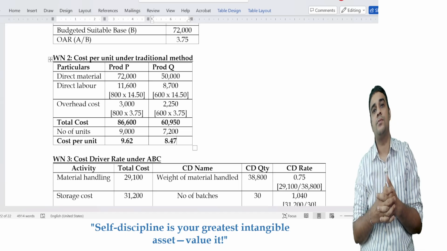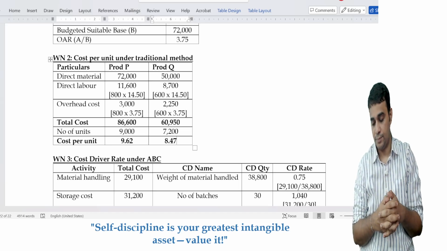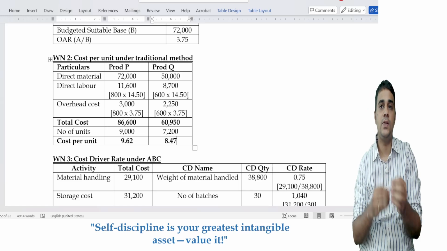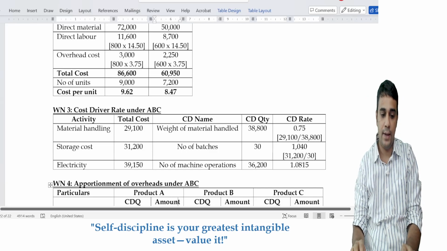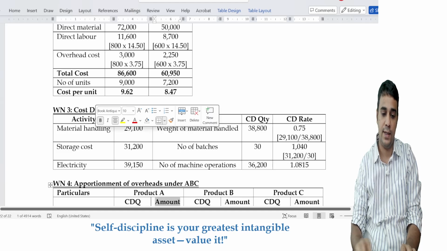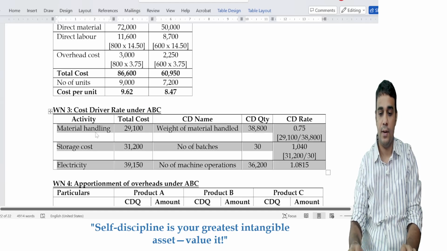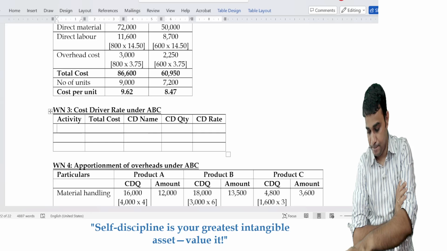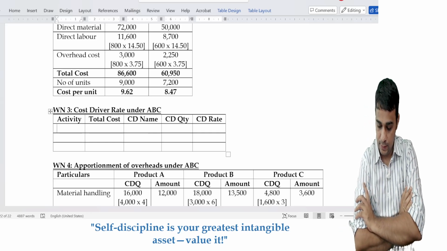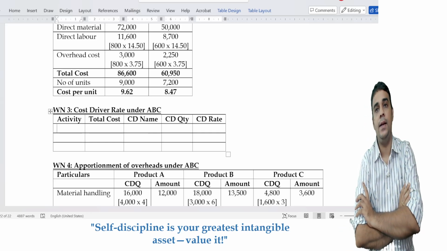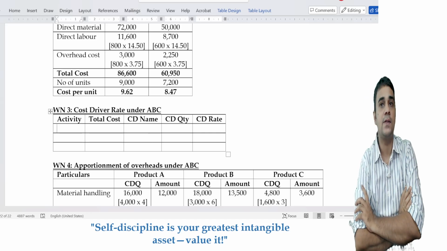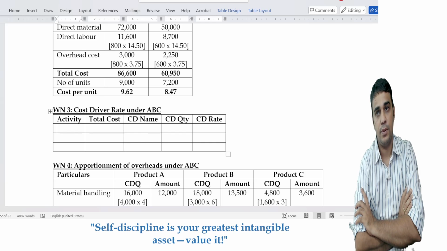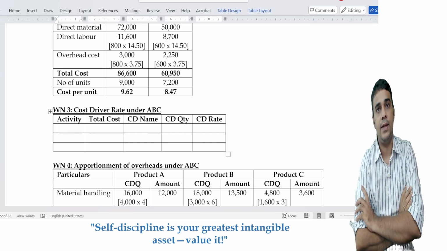Any doubts in this? Clear? Now the changes are going to happen. Cost driver rate under ABC, write the format: activity, total cost, CD name, CD quantity, CD rate. I don't teach any new concepts in this chapter. This is the only chapter where in 10 minutes the chapter is over.